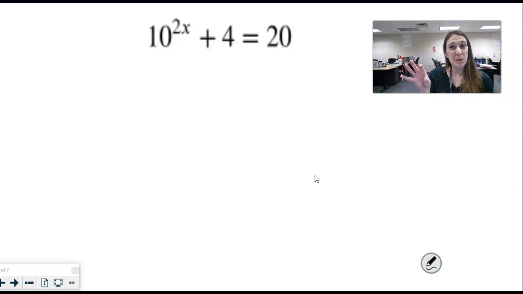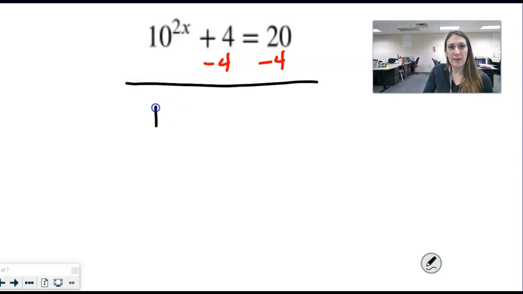All right, remember that big note at the top of the notes? It said, you must isolate the base before you do any logarithm work. This is a good example of that. So we need to isolate the base, which is the 10 to the 2x power. 10 is the base. But the isolation step would be right here. We're going to subtract 4 from both sides. So we have 10 to the 2x power, and then it equals 16.